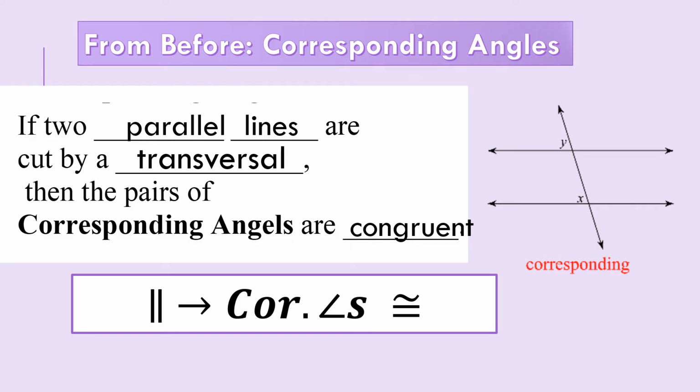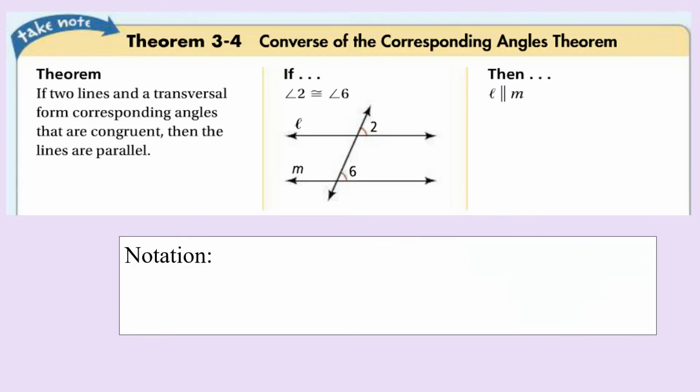So, for example, this one is the corresponding angles theorem. If two parallel lines are cut by a transversal, then the pair of corresponding angles are congruent. And this down here is how we would list it in a proof, or if we were explaining how we got our answer. So the converse of that is that if two lines and a transversal form corresponding angles, which would be angle 2 and 6, that are congruent, then the lines are parallel.